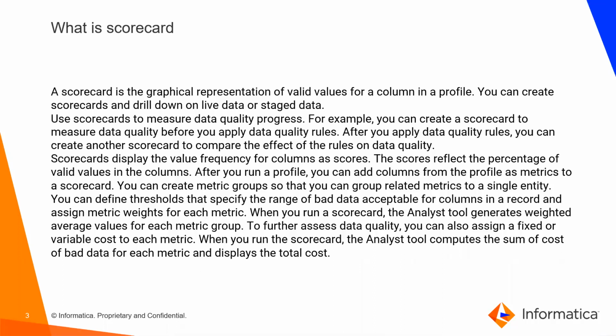quality. Scorecards display the value frequency for columns as scores. The scores reflect the percentage of valid values in the columns. After you run a profile, you can add columns from the profile as metrics to a scorecard. You can create metric groups so that you can group related metrics into a single entity. You can define thresholds that specify the range of bad data acceptable for columns in a record and assign metric weights for each metric. When you run a scorecard, the Analyst tool generates a weighted average value for each metric group.